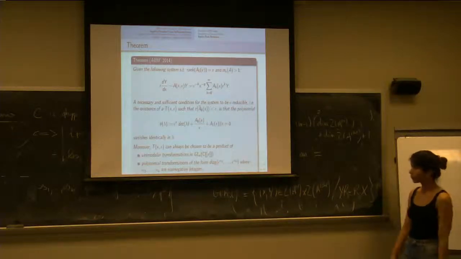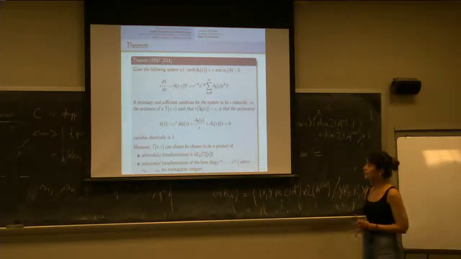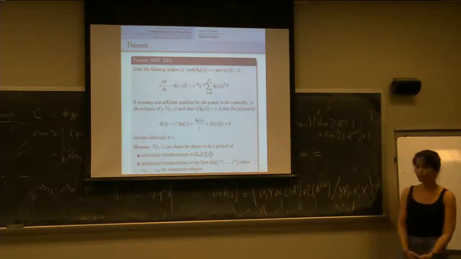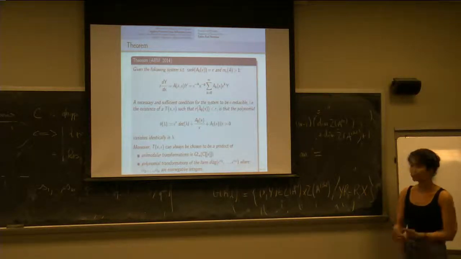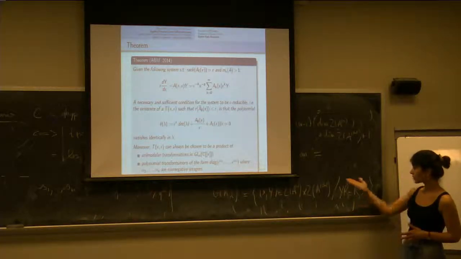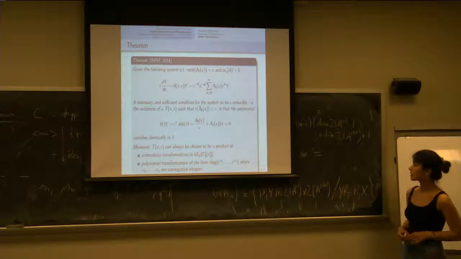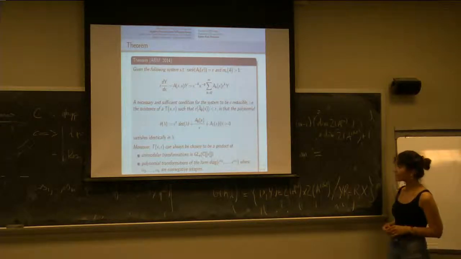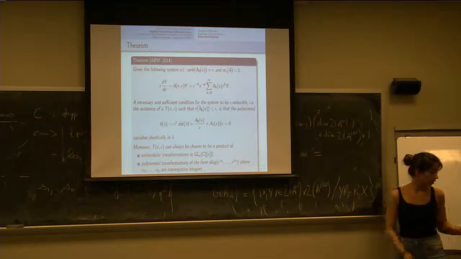And here we can always choose T_x epsilon to be a product of unimodular transformations, which will not create new poles in X or elevate their order, and polynomial transformations of this diagonal form, such that alpha 1, ..., alpha n are non-negative integers.